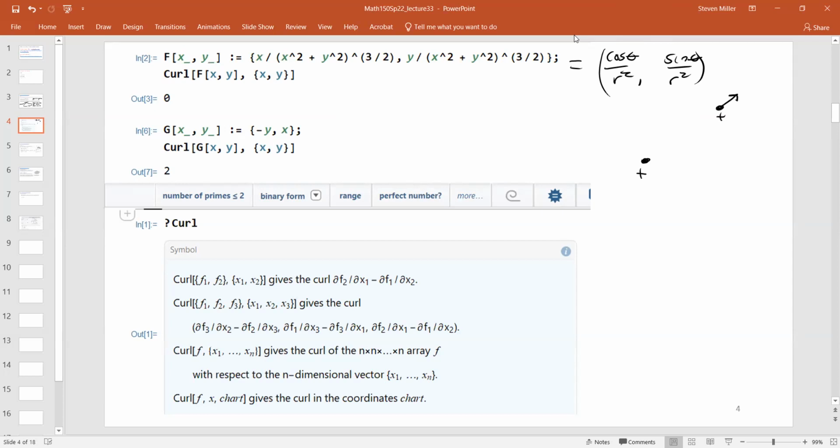And so I just did the calculation: what is the derivative of the second component with respect to y minus the derivative of the first component with respect to x. Mathematica has a command that does that. And it calculates it and the answer is 0. It really should be a vector, but because we're living in the plane, it's just forgetting about the other components.